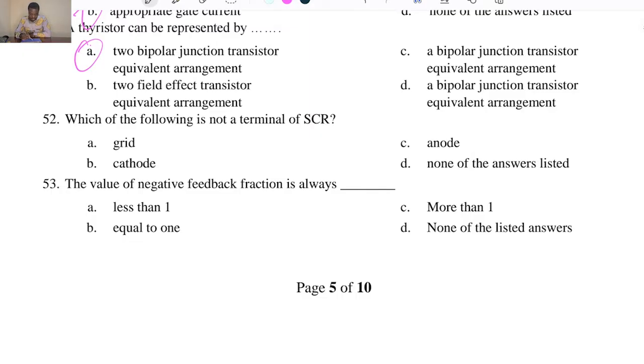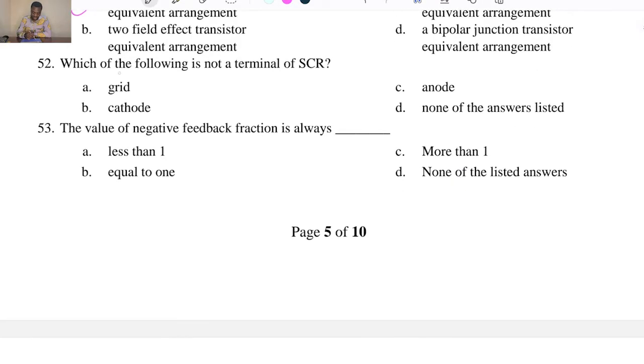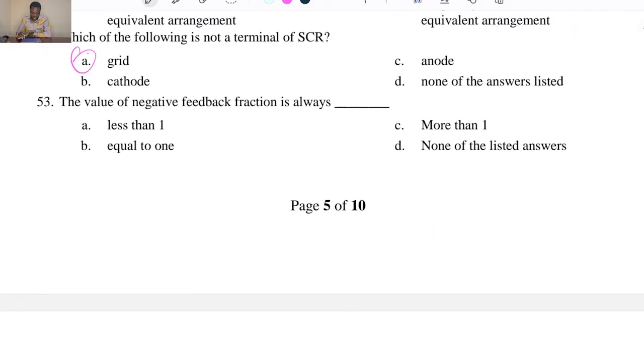Two bipolar junction equivalent. We have two bipolar. Okay, so the answer here is going to be A. Now going to the next question. Which of the following is not a terminal of a silicon controlled rectifier? For a silicon controlled rectifier, we know we have the anode and the cathode. So the answer here is going to be A.